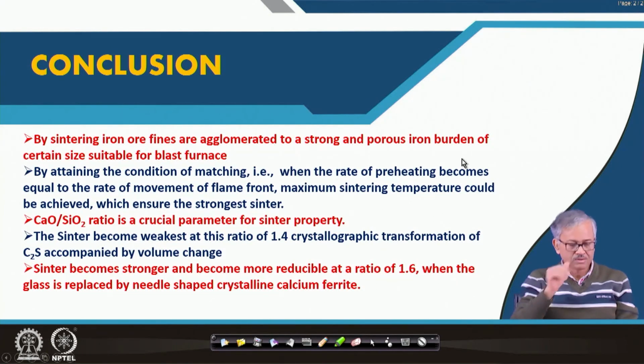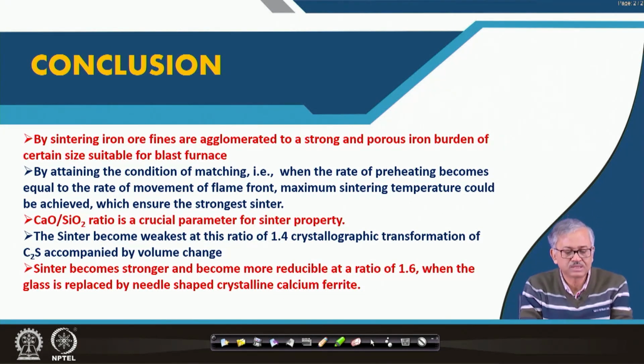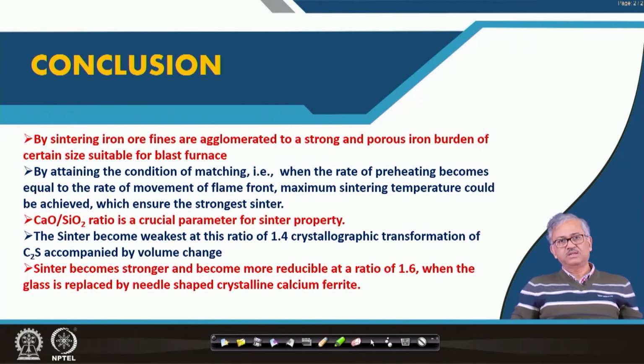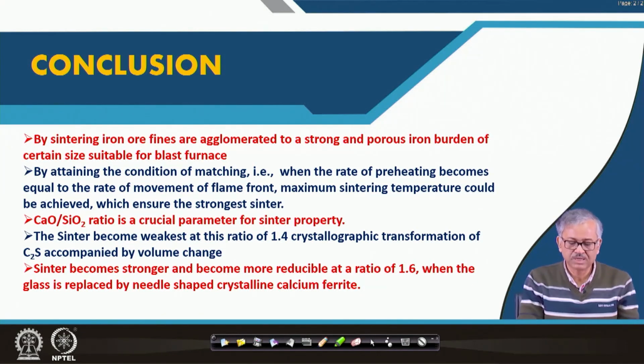So what is the conclusion here? By sintering, iron ore fines are agglomerated into a strong and porous iron burden of a certain size suitable for the blast furnace. That is the final thing, because it has good strength, good reactivity, all these things, and it is much better than the lumpy ore. By attaining the condition of matching, when the rate of preheating becomes equal to the rate of movement of the flame front, the maximum sintering temperature, this is the peak temperature, can be attained.